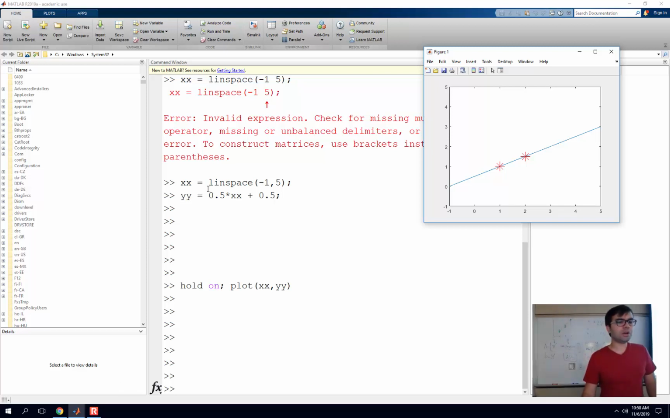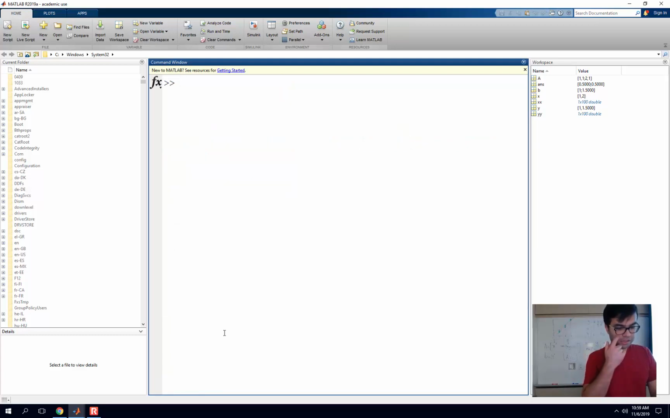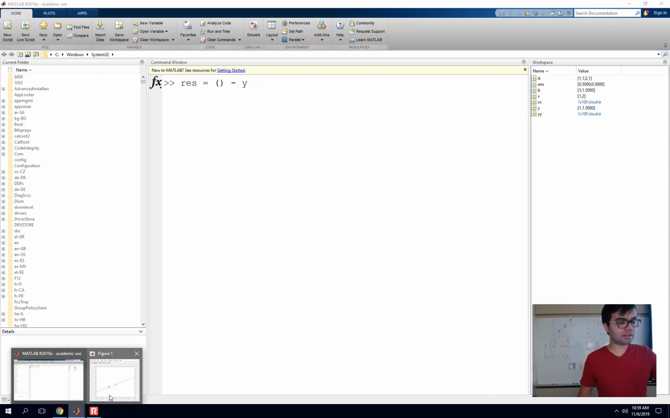So this is my line. I calculated alpha to be 0.5. I calculated beta to be 0.5. Right? Residual is my line minus my y. All right, let me do this. CLC. Residual is whatever my line was minus my y. And I'll get to that.